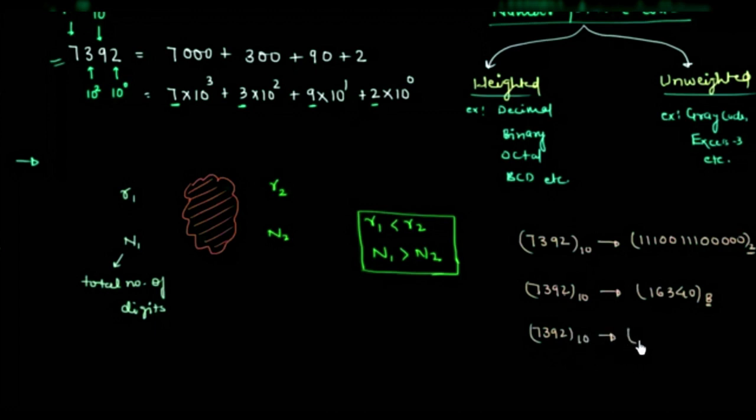In hexadecimal it is equal to 1CE0. This is in hexadecimal. Now there is one important thing that you can see. Here we have 4 digits, and in this case also we have 4 digits. So we can say that N1 is not strictly greater than N2, but they can be equal.